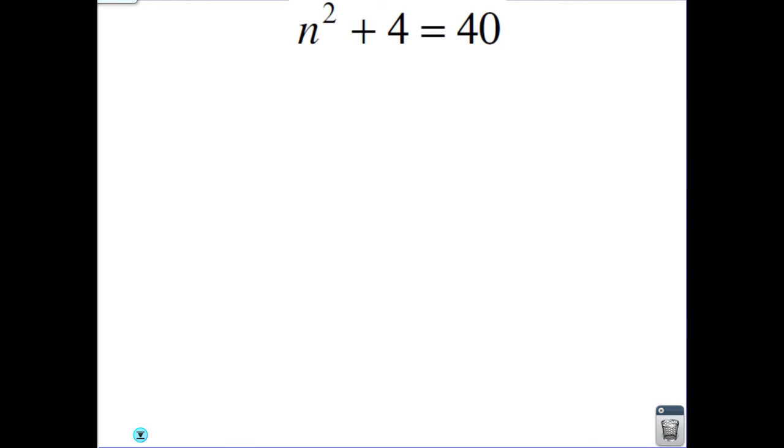N squared plus 4 is 40. The first way of solving quadratic equations: sometimes you can use square roots. Let me show you what I mean. Going by those same steps, if you have any parentheses, get rid of them. If you have any like terms, combine them. We have some like terms here: plus 4 and 40 are like terms. So I'm going to leave my n's on the left side, take that plus 4 and move it over by doing minus 4. Mark it out. I now have n squared equals 36.